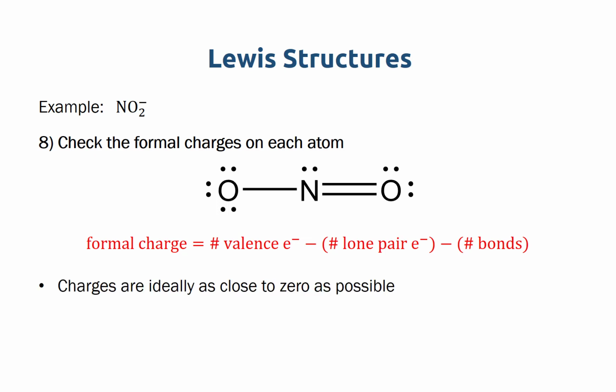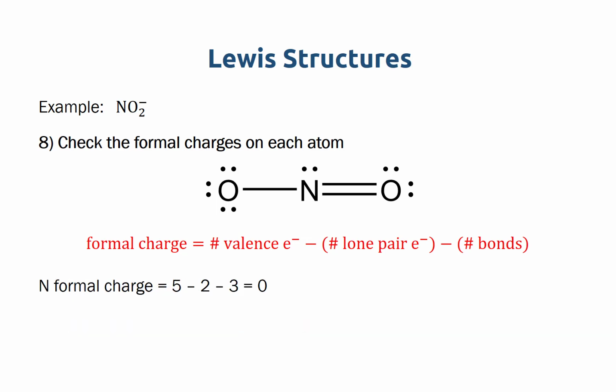Ideally, these charges will be as close to 0 as possible. And if we have charges that are larger than +1 or -1, this is a problem. So if you ever see charges that look like +2 or -2 or larger than that, that's when you know that you need to make some changes to your structure.